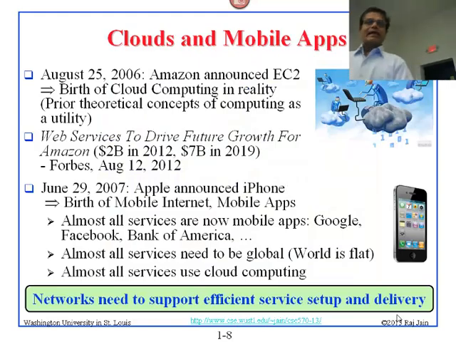All right. There are two events that I want to point out that have changed the life of computer networking people. One happened on August 25th, 2006. What happened on that day? Amazon announced EC2. So what is EC2? EC2 is Elastic Computing Cloud, the 2 standing for the two Cs. Basically what happened was that at Amazon, which is a big company with a lot of sales, the president went to the data center and he was surprised.